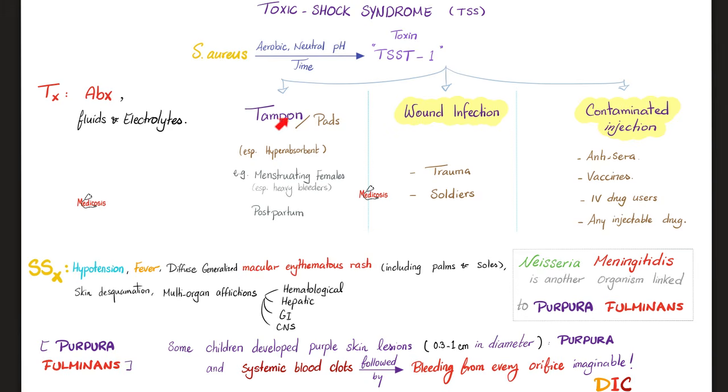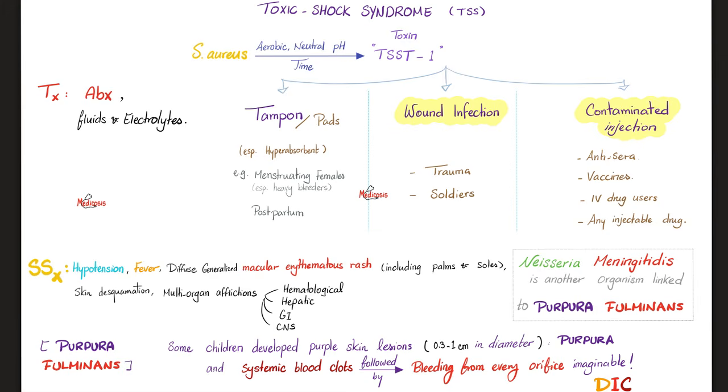This can happen to a menstruating female or in the postpartum period because of the presence of lots of blood and the use of many pads. Wound infection, contaminated injection. Do you remember the story of the Australian babies? Yep, it was a contaminated injection, adding toxic shock syndrome toxin 1 to my blood. It was not caused by the staph. It was caused by the staph toxin, known as toxic shock syndrome toxin number 1. I can't even say it.